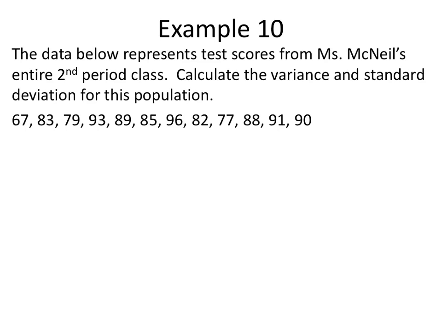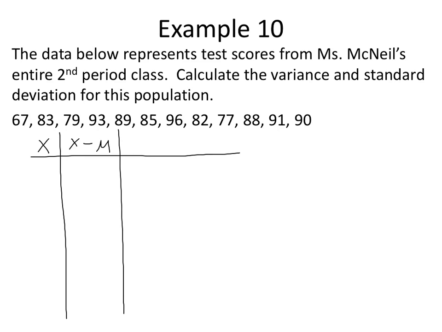Example 10. The data below represents test scores for Ms. McNeil's entire second period class. Calculate the variance and standard deviation for this population. The easiest way to solve these formulas is to help organize our results and our calculations within a table. So I'm going to go ahead and set mine up. We're going to have 3 columns, one for our value, one for our value minus our mean, or x minus mu, and one for the square of x minus mu.